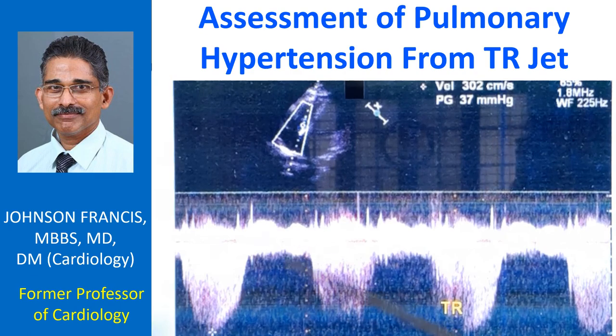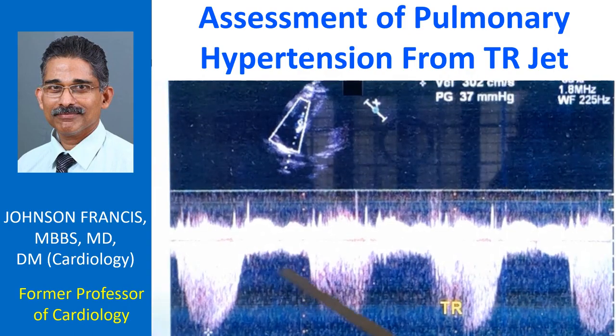This is a continuous wave Doppler jet in tricuspid regurgitation. You can see that this is an apical four-chamber view and the cursor can be seen passing across the tricuspid valve region. This is a full jet, very clear jet, tongue-shaped jet. This is an incomplete jet. This is also incomplete. This is a good jet.